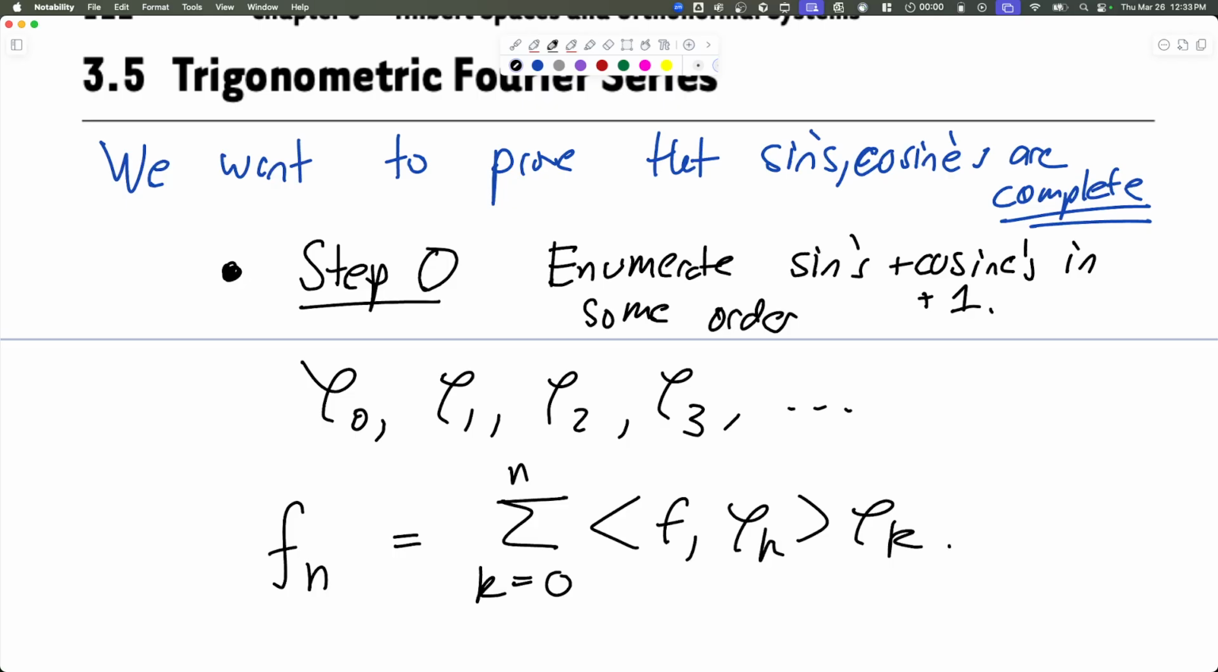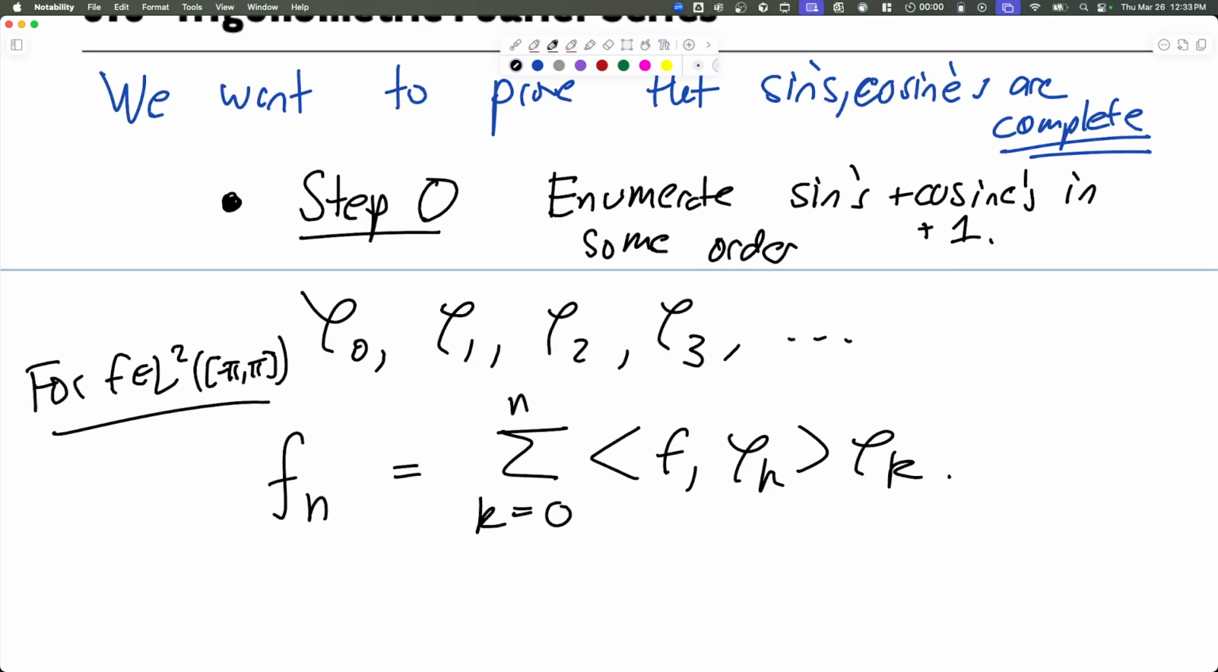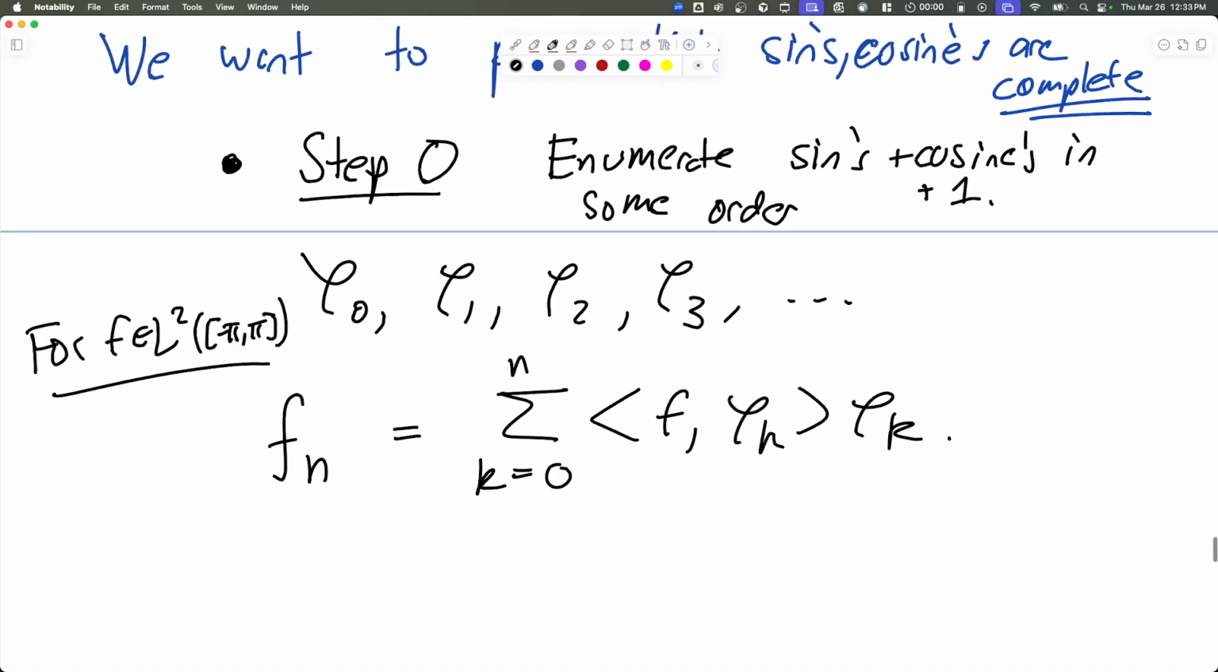But instead of calling them x_k, we're calling them phi. We're starting at 0 because we want to include the number 1 as the 0th guy. And f is a function in L2. So for f in L2, this is our notation. Okay, we have this f_n.